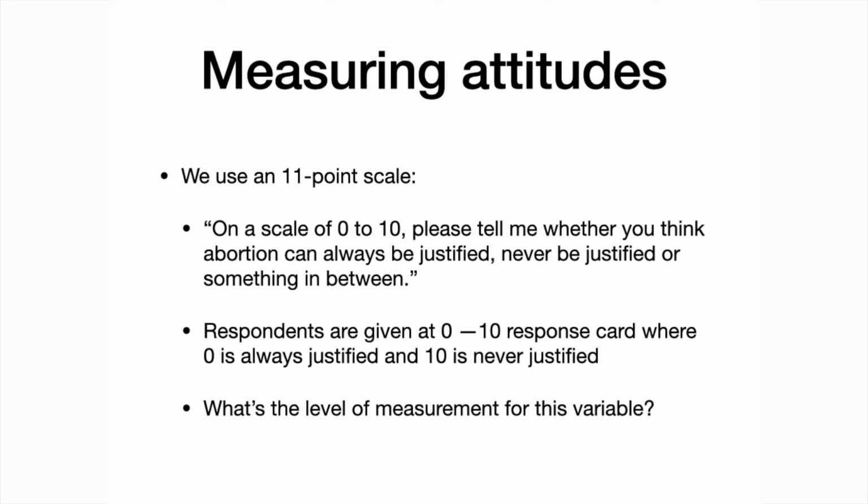And so what participants are responding to is this idea that 0 means that abortion is always justified and 10 is never justified. So bigger numbers equal greater opposition to abortion rights. The level of measurement for this variable would be interval, because 0 means that somebody thinks that abortion could always be justified, as opposed to not an attitude about abortion, right? So this is one of those interval 0 to 10 scales.